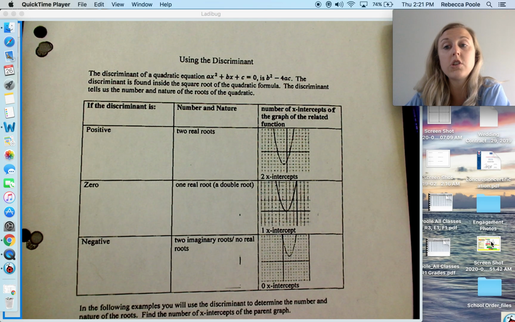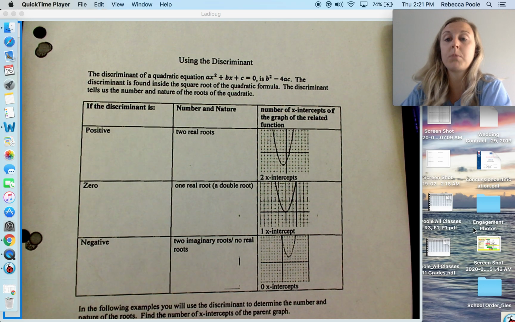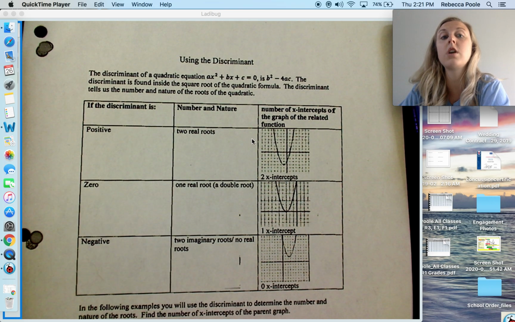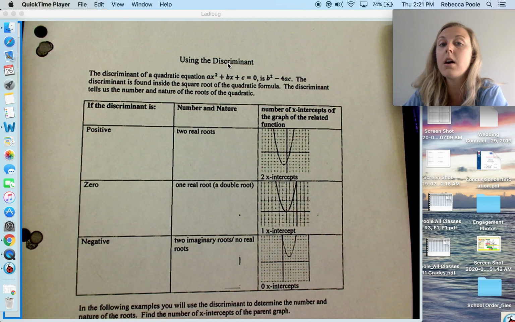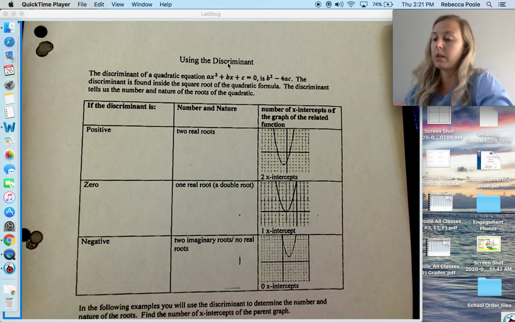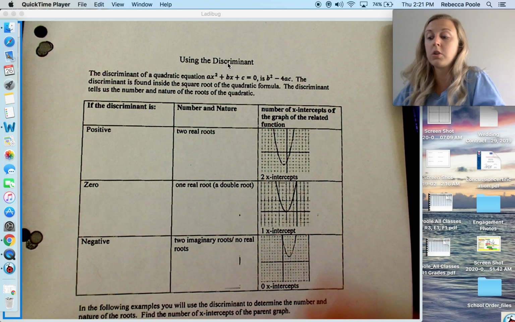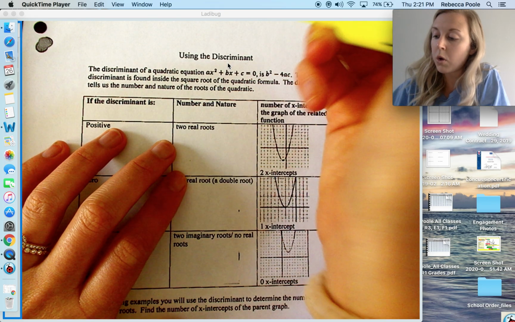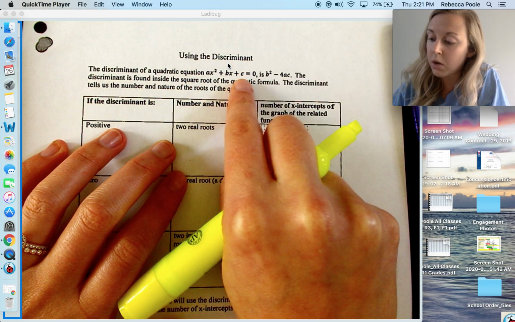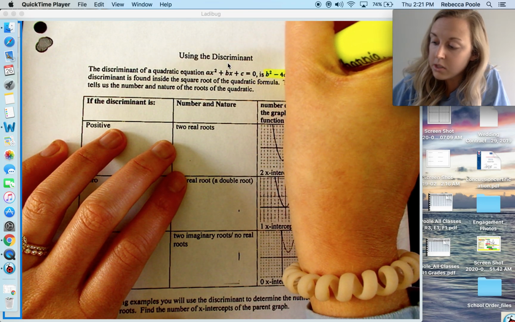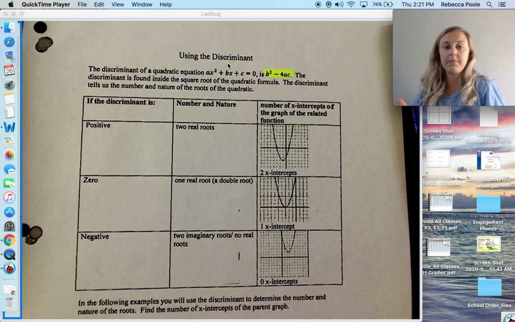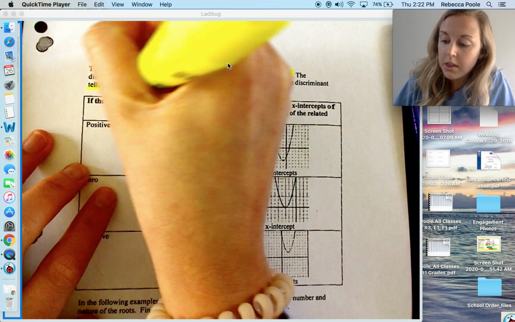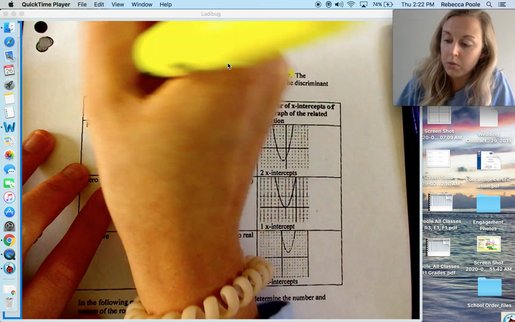Before I can even teach you what the quadratic formula is and where it comes from and why it works, the first thing you have to know is how to find the discriminant of a quadratic. So let's go ahead and look at these guided notes. Hopefully you printed these off and put them in your notebook. The discriminant of a quadratic equation is b squared minus 4ac, okay? The discriminant tells us the number and nature of the roots.